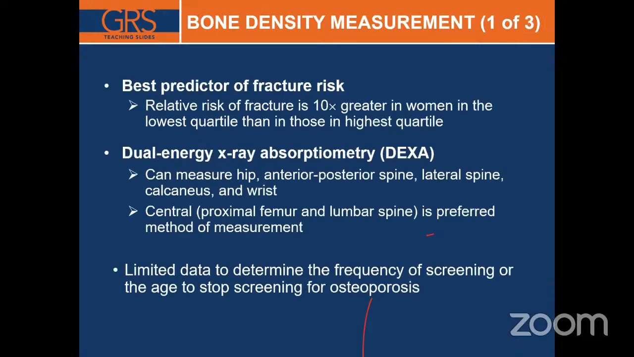Dual energy X-ray absorptiometry, known as DEXA scan, can measure hip, anterior posterior spine, lateral spine, calcaneus, and wrist. The central, which is the proximal femur and lumbar spine, is the preferred method of measurement. Limited data to determine the frequency of screening or the age to stop screening for osteoporosis.